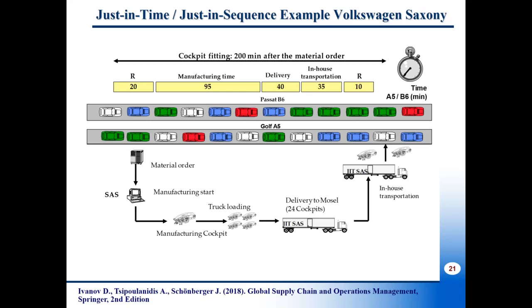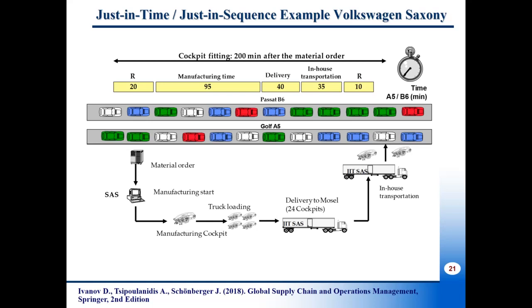Consider an example of JIT, the collaboration of the cockpit manufacturer SAS and Volkswagen. SAS is a supplier of cockpits for Volkswagen. SAS itself manufactures the cockpit 3 kilometers away from Mosel. Perfect timing is crucial for success. While SAS assembles the cockpits for 95 minutes, production at Volkswagen continues in parallel operations. This saves time and money.